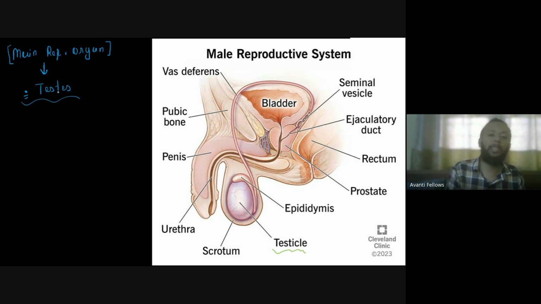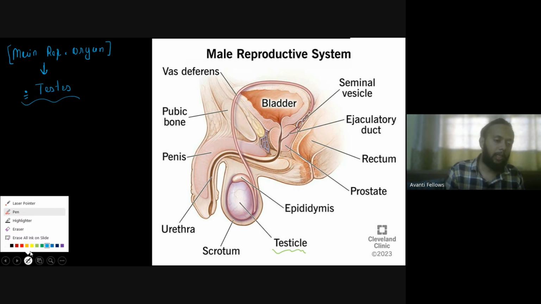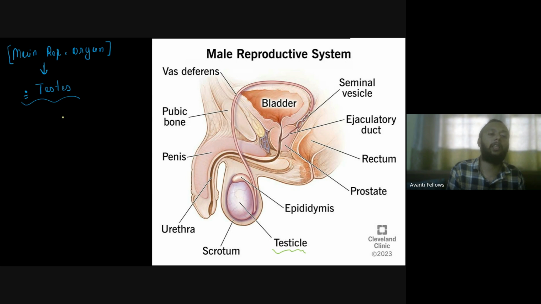So this is your site, these are your testes. They are the sites where you'll find sperm formation takes place. So here you will have sperm formation, right? And here the male sex hormone is made, and the male sex hormone is always going to be testosterone. So testosterone synthesis or testosterone formation will be seen happening in the testes.